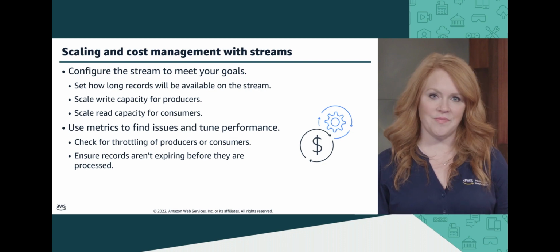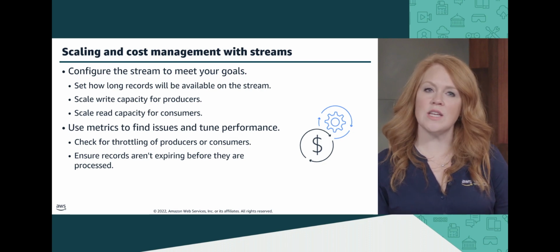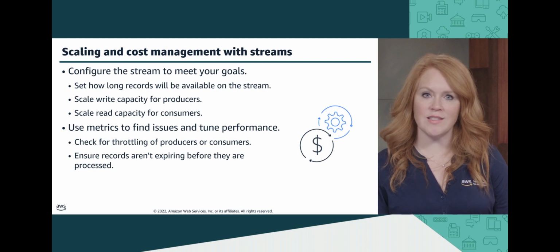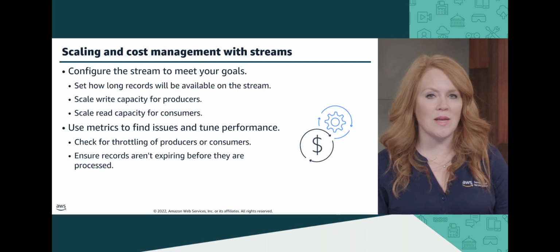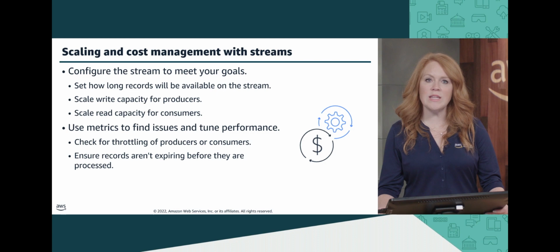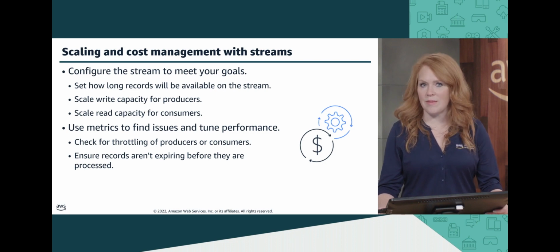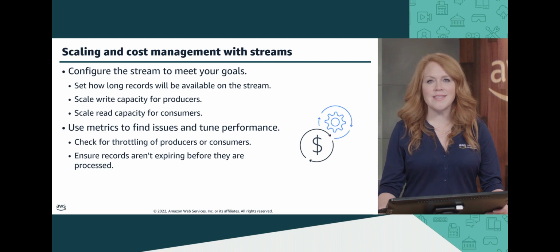as well as how many consumers need to read data from the stream and how quickly they need to get the data. When you start using your stream, use metrics to check that processing is not being throttled. This would indicate the need to address the write or read capacity of the stream. Metrics that highlight expiring records can help you ensure that your stream is keeping records long enough for your consumers to get to them and complete processing.